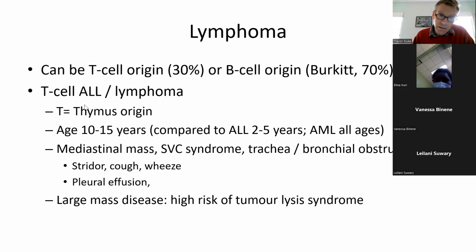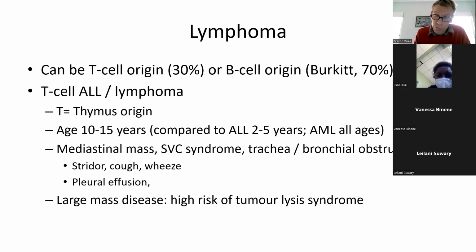The T cell lymphomas come from the thymus. Remember, the thymus is in the mediastinum. So typically you have a mediastinal mass, and it presents at around 10 to 15 years of age. It can present earlier, but usually 10 to 15 years of age. And those children typically have a mass in their mediastinum, and they may have been diagnosed with asthma, or they have some airway obstruction like stridor or wheeze.